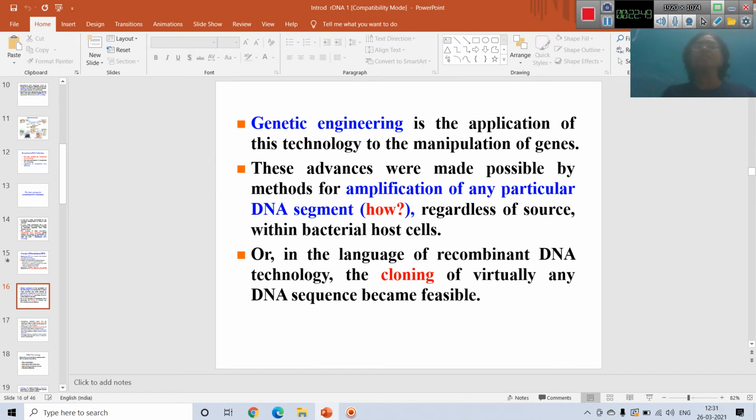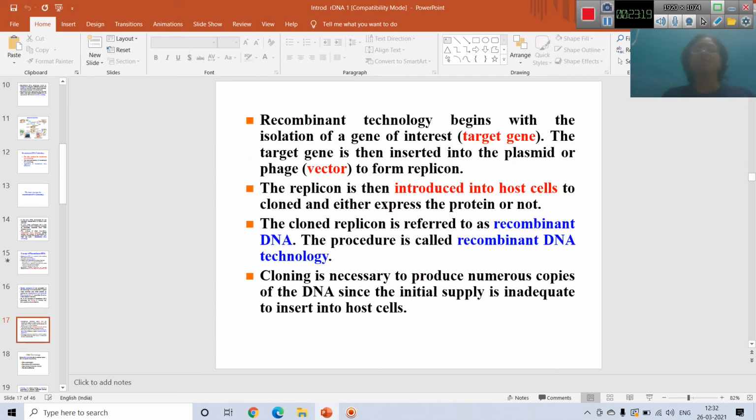Whether regardless of the source or within the bacterial host, it has become very easy, because you can amplify the gene of interest in large amounts, so that you can work with that gene in a very rapid and suitable way. Or in the language of recombinant DNA technology, the cloning of virtually any DNA sequence has become feasible, because you can reproduce that DNA many more times with the help of different techniques.